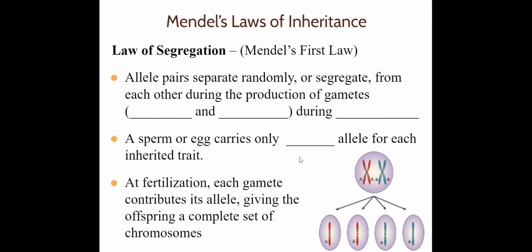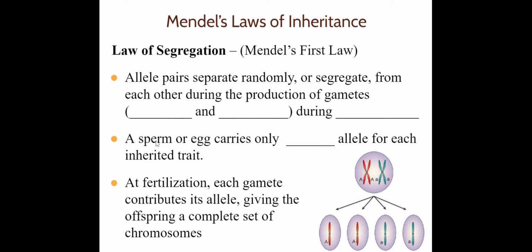So what we have here are 4 blanks that we need to fill in. These are words that we know from our reproduction unit. So it says allele pairs separate randomly or segregate from each other during the production of gametes. What are the 2 gametes that we talked about? Remember, there's one for the female and one for the male. And which type of cell division has that gamete production happening?